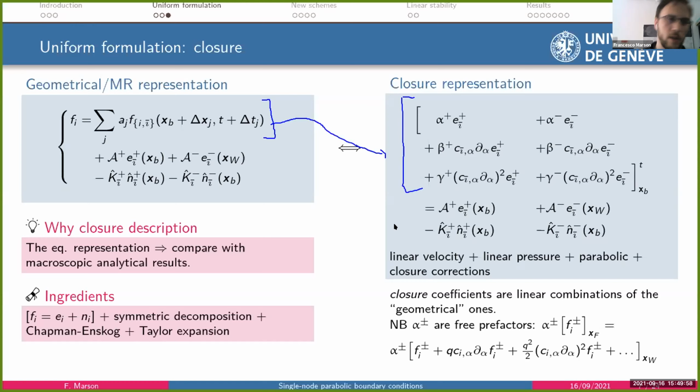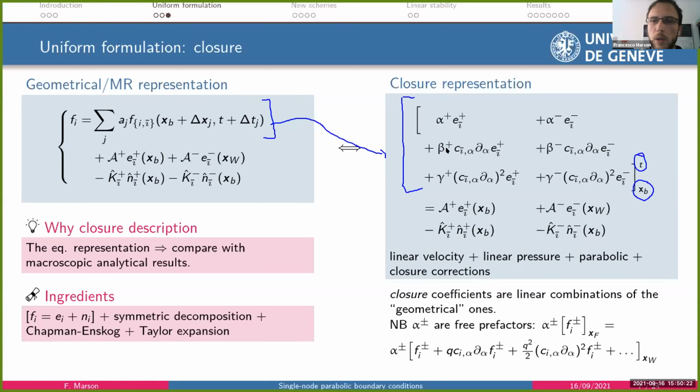steps. First, we decompose the population into equilibrium and non-equilibrium parts, then into symmetric and anti-symmetric components. Then we use the Chapman-Enskog expansion I showed you before on the non-equilibrium part. And finally, we perform a Taylor expansion such that we have all our quantities at the same time step and at the same boundary node location.